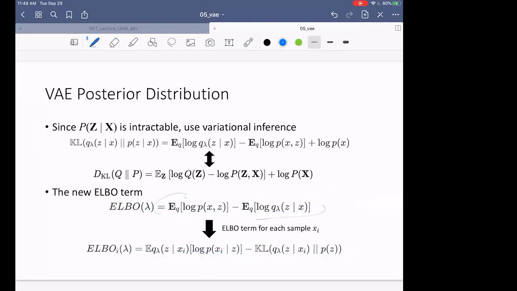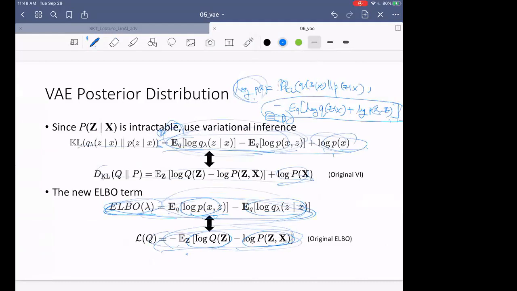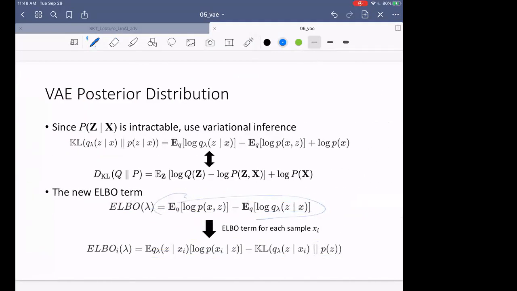I hope that at least this part is clear, because this is a one-to-one comparison. We had the original ELBO. The only difference between the original ELBO and this new one is that the Q is now QZ given X instead of QZ. That's it, right? So this one is pretty clear, I hope, to everybody. And then you rewrite this as EQ log P X given Z, plus EQ log PZ, minus EQ log Q Z given X, right?